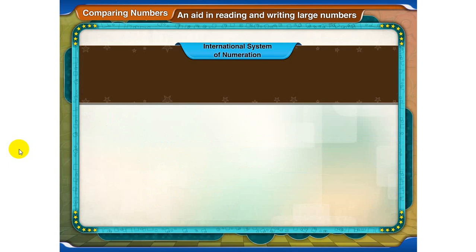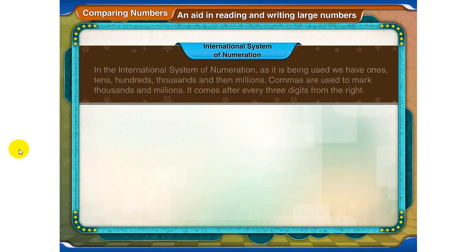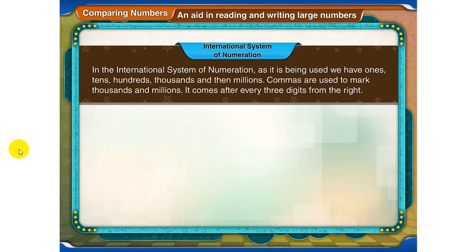International system of numeration. In the international system of numeration, as it is being used, we have ones, tens, hundreds, thousands, and then millions. Commas are used to mark thousands and millions. It comes after every 3 digits from the right. We know that 1 million is equal to 10 lakh.